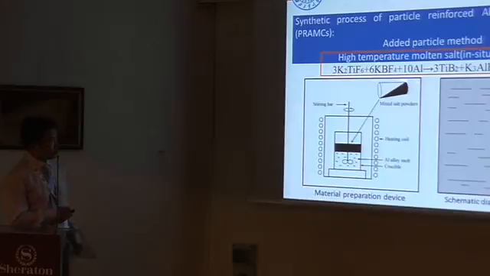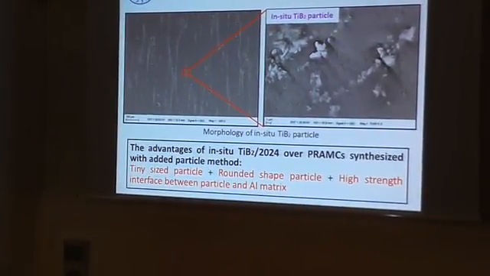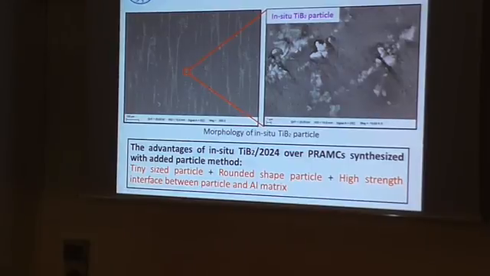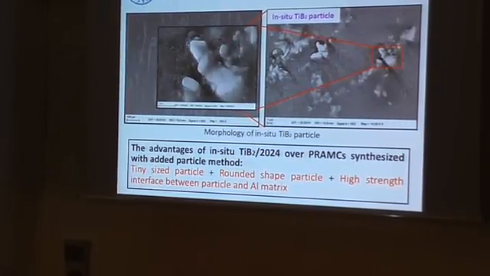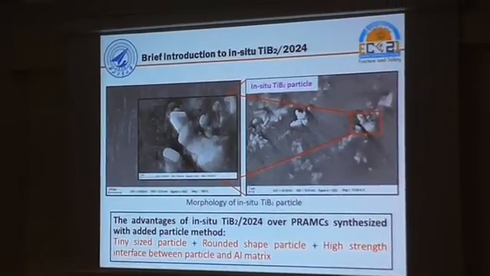The two mixed salts are added into the aluminum alloy in a certain ratio, and they produce the titanium diboride particles. And then here is the schematic diagram of the salt reaction. And then we give the morphology of in-situ titanium diboride particles. This is the micro morphology of the in-situ particles.